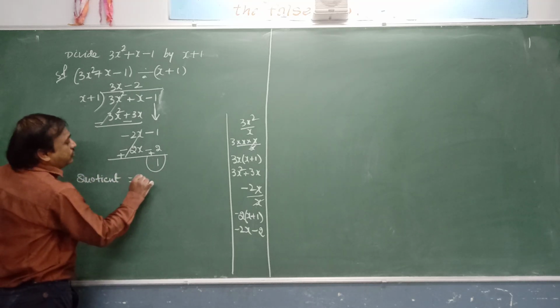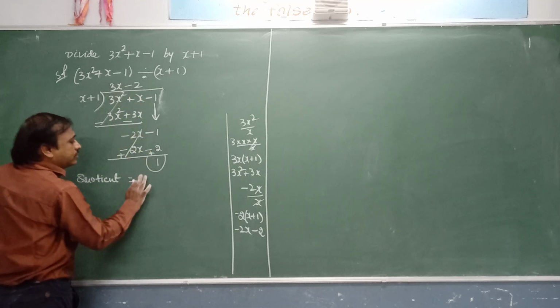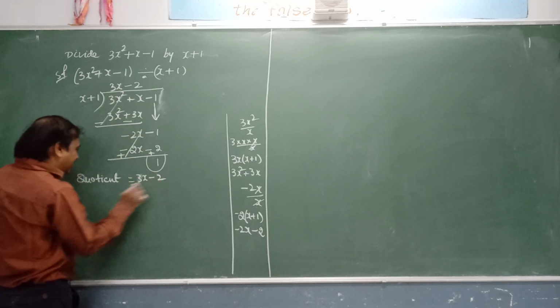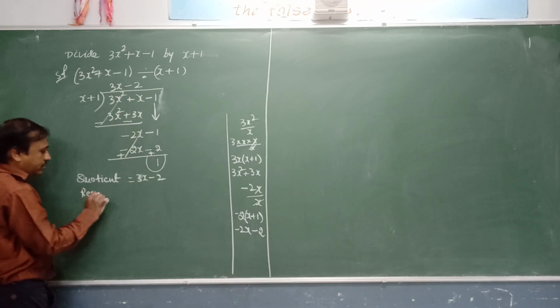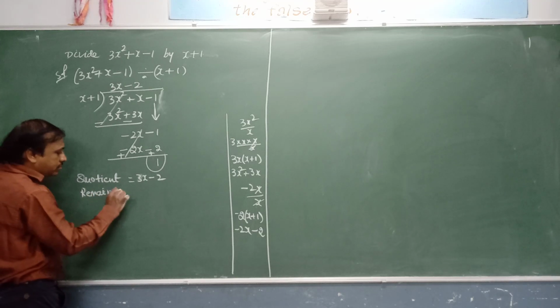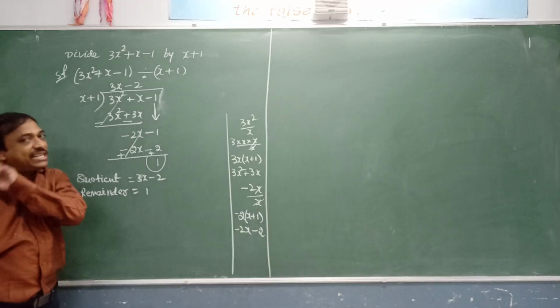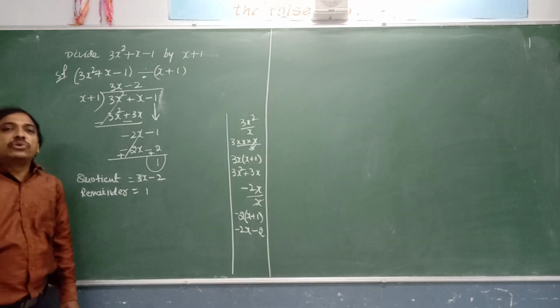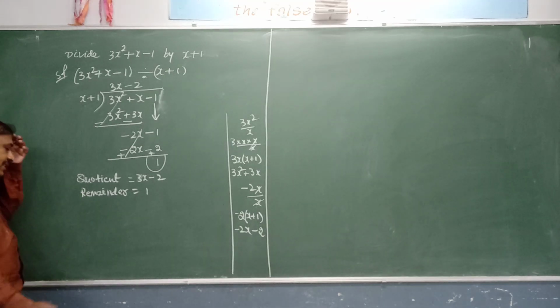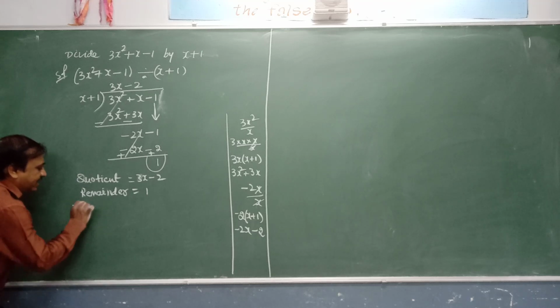Quotient is equal to 3x minus 2, and the remainder is equal to 1, we obtain. Verification: dividend is equal to divisor into quotient plus remainder. That is dividend.